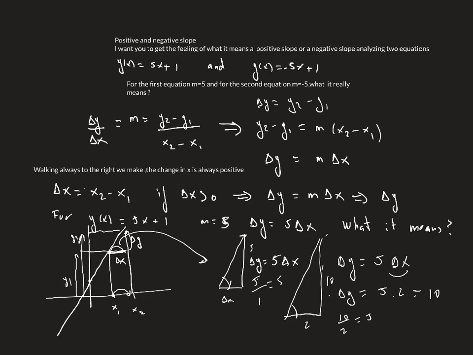What happens if the slope is negative? If the slope is negative for another curve, for this one, for example, if you make a step delta x to the right, so delta x is always positive, delta y will be down. So for a curve with negative slope, delta x will be like this, but delta y will be like this. So this is your triangle. Okay, so this is the feeling that I want you to get. So play with this equation to get the feeling of what it means, m equal minus 5. Good luck.